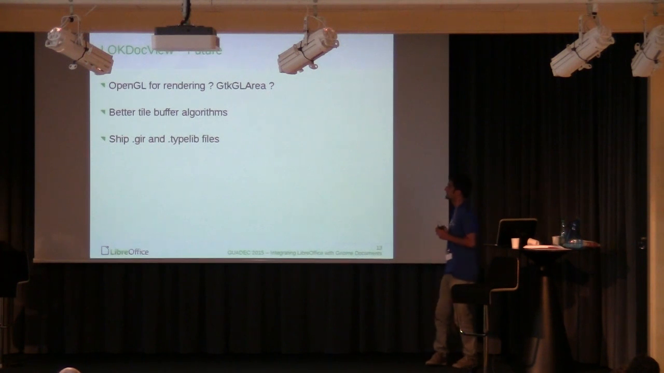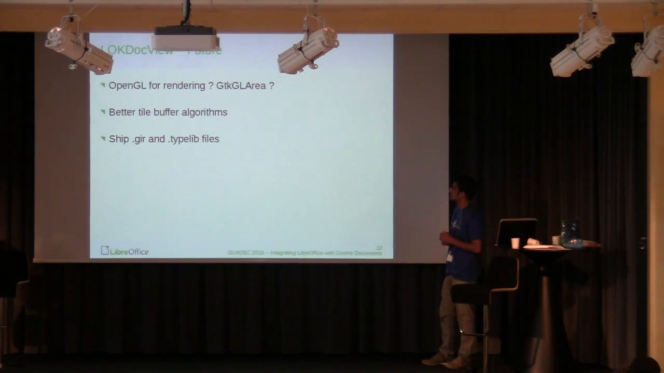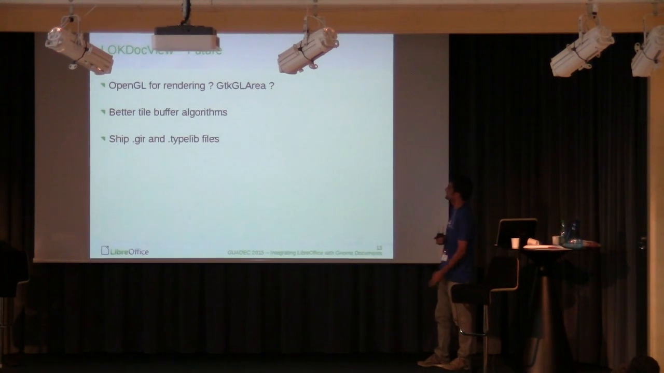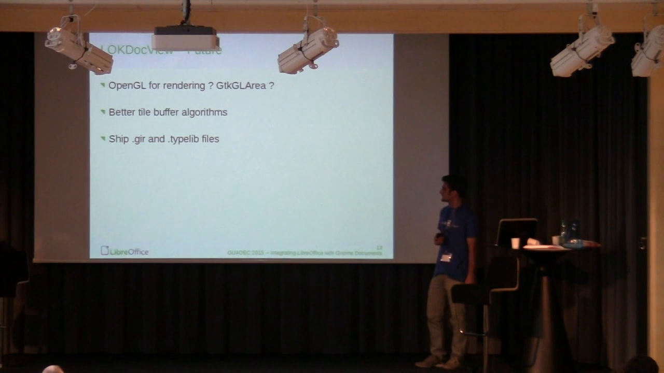There are some future plans we have, like we're thinking of using OpenGL for rendering, so maybe use the latest GTK GL area for this, but I'm not sure about this. I haven't looked at how it would work, so maybe we need to have a look at this new widget in GNOME 3.16 onwards. Maybe better tile buffering algorithms, because currently it's a very basic algorithm, like it kind of caches all the tiles, nothing more than that.